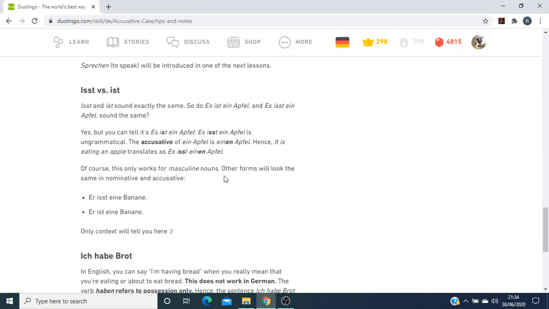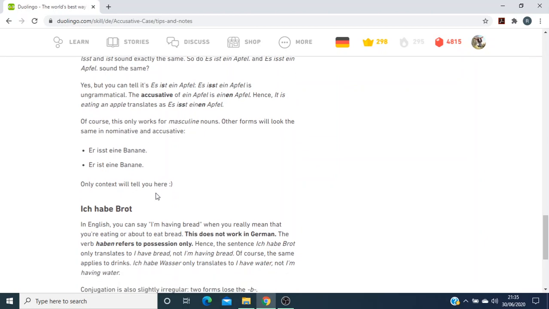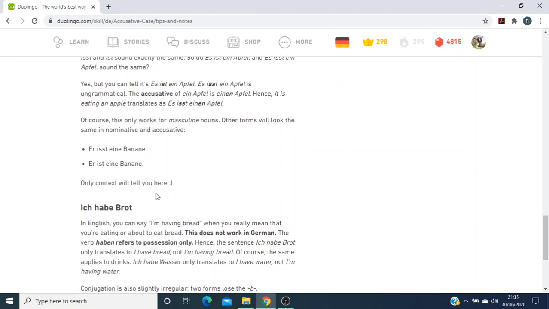Of course this only works for masculine. Other forms will look the same in the nominative and accusative, just what I was talking about. So ist eine Banane, isst eine Banane. Only context will tell you here. So is he eating a banana or is he a banana? Pretty sure he'd be eating a banana, unless he's doing the peanut butter jelly time thing.